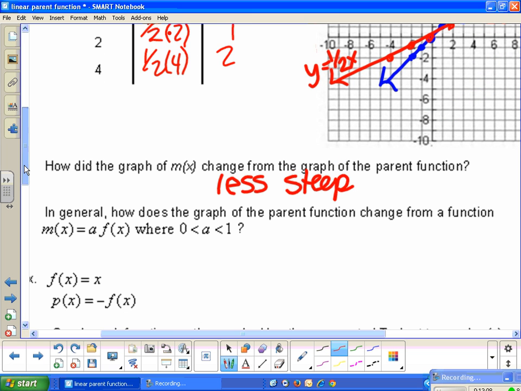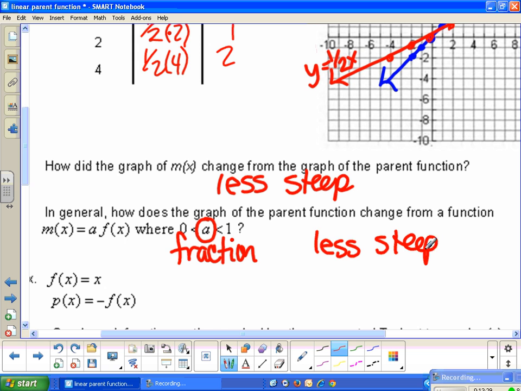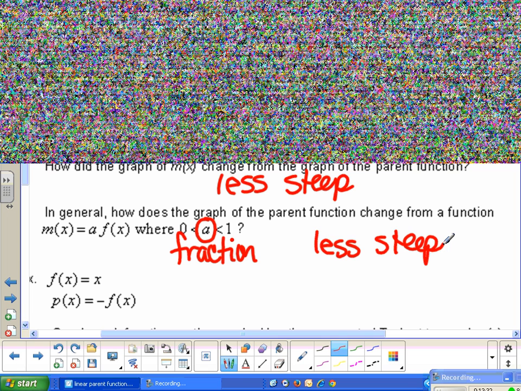And so what this means is, in general, if a is between 0 and 1, so this means if the number in front of x is a fraction, which is your slope, it's going to be less steep. Because it means it's not rising as fast. So it's going up 1 over 1 each time. You're only going up 1 over 2. So it's not going to get big as fast.